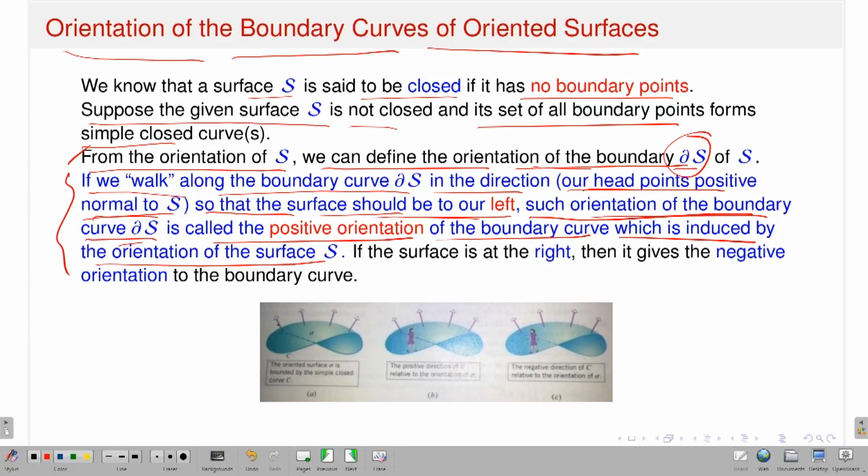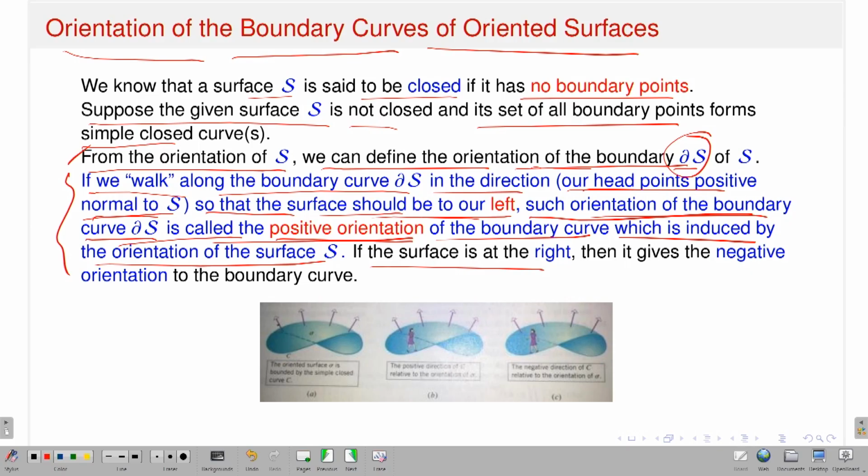That's exactly what I have written. So you see, such an orientation of the boundary is called the positive orientation. So what does positive orientation mean? I have a smooth surface with an orientation, so I will go along my boundary in such a way that the surface is on the left-hand side, and the given normal of the oriented surface is pointing outward, towards my head. If this happens, then it is a positive orientation.